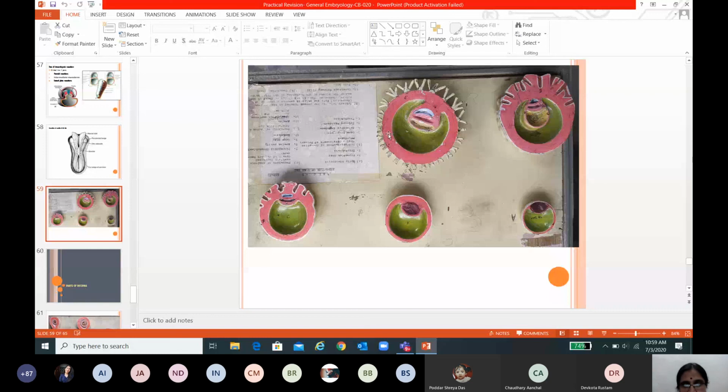Now Rustam, what is this pink color layer? What will you write down in the exam? Ma'am, trophoblast. Okay, what is the fate of the trophoblast? One word, very easy. Placenta.